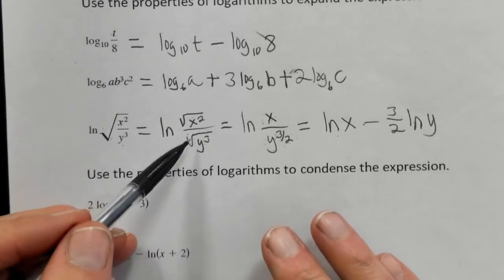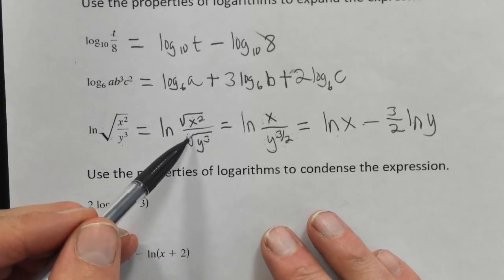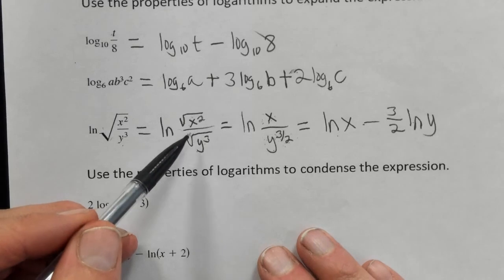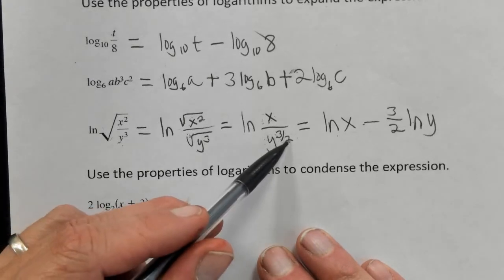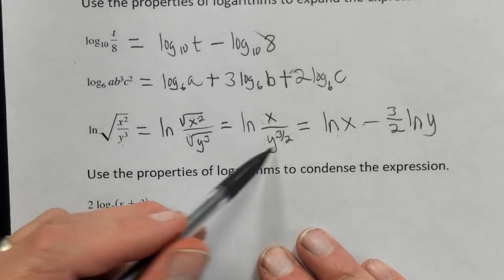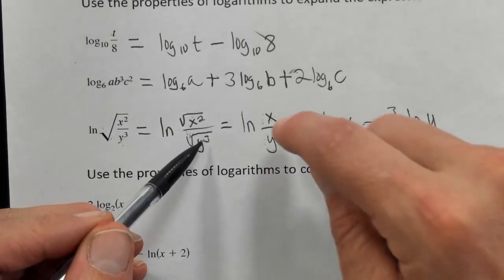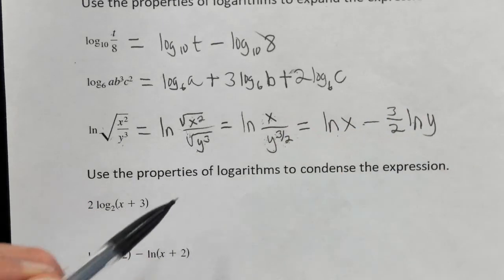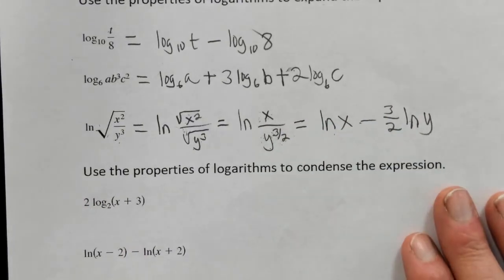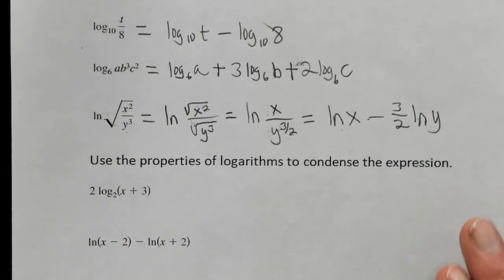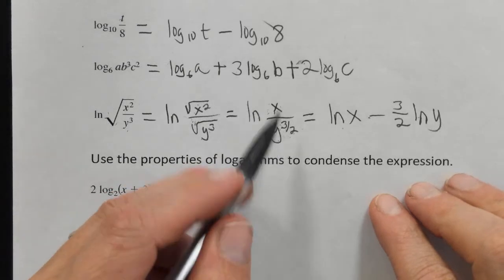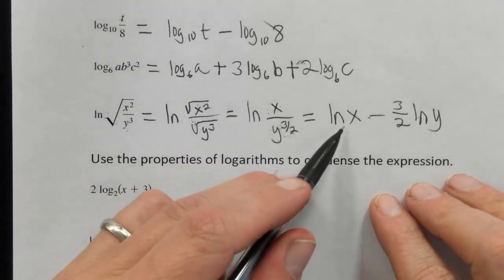So if this was third root instead of square root, then there would be a 3 under here instead of a 2, and then that would just be y. If this was fourth root, then it would be y to the 3 over 4 power, and so on. So again, if you've got roots, you want to take those roots in your expression and rewrite them as powers, as exponents. Then you can go ahead and use the properties of the logarithms to finish it.